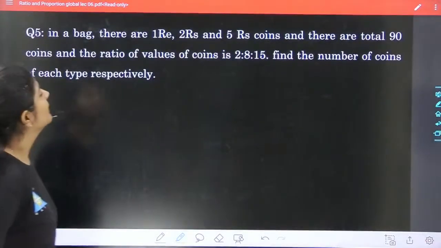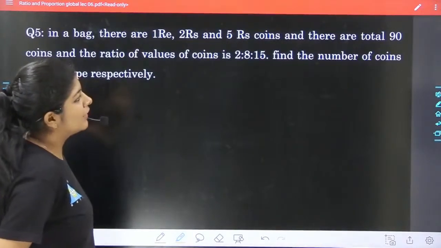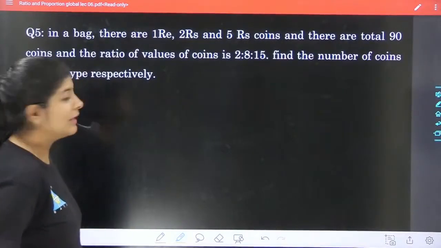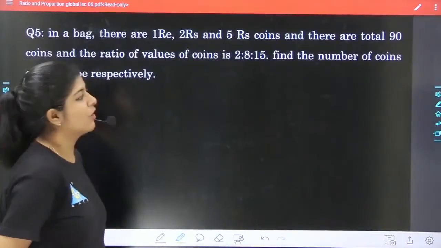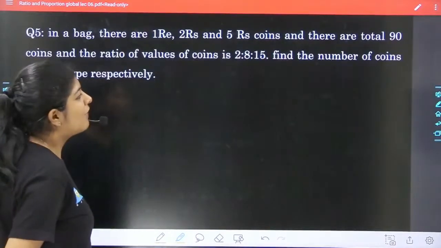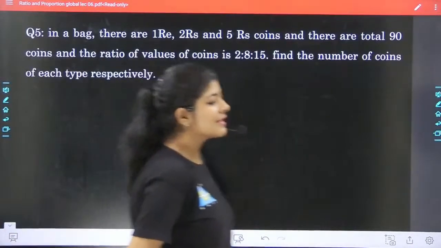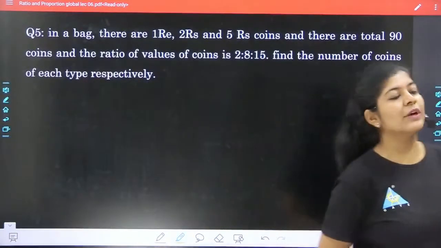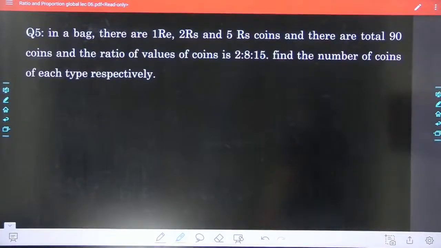In a bag, there are 1 rupee, 2 rupee, and 5 rupee coins, and there are a total of 90 coins. The ratio of the values of the coins is 2:8:15. Find the number of coins of each type respectively. This time we have to find out the number of coins.